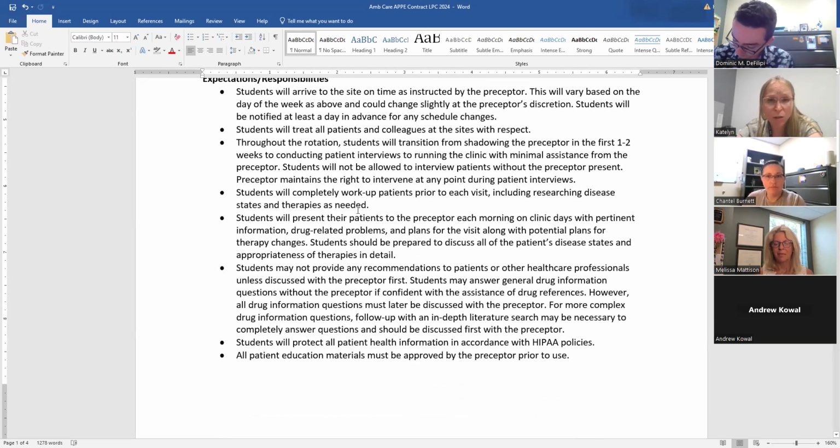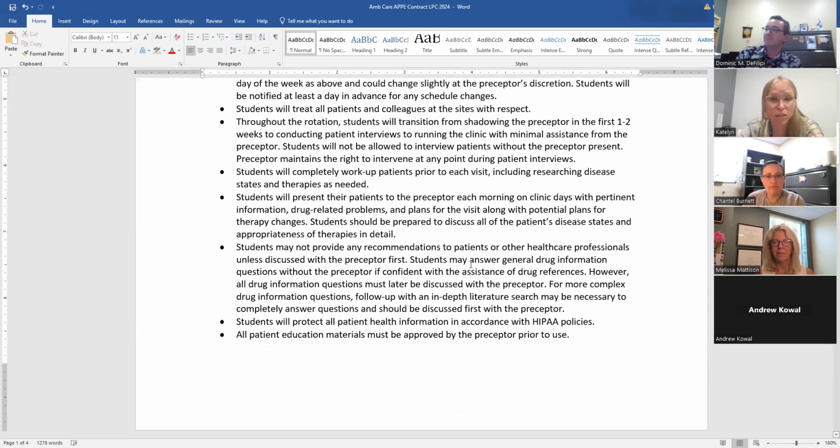I expect they'll work up the patients before each visit, so they should be prepared to answer any questions about their disease states, their drug therapies, any problems that there might be, drug interactions, and we'll have a discussion of each patient before we see them. So they should be prepared for each of those discussions and what changes they think the patient may need for their drug therapy prior to the visit.